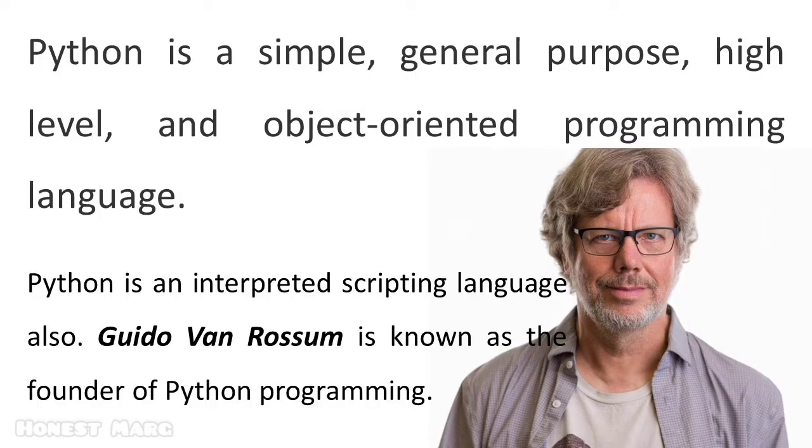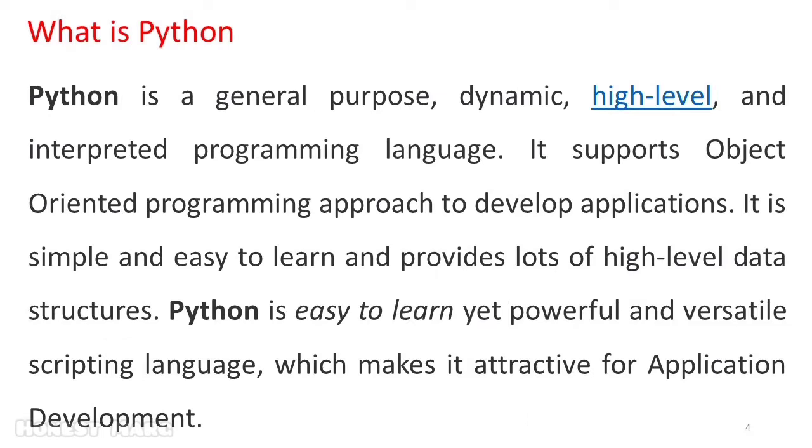Python is a simple, general purpose, high level and object oriented language. Python is also an interpreted scripting language. Guido van Rossum is known as the founder of Python programming. What is Python? Python is a general purpose, dynamic, high level and interpreted programming language. It supports the object oriented programming approach to develop applications. It is easy to learn and provides lots of high level data structures.